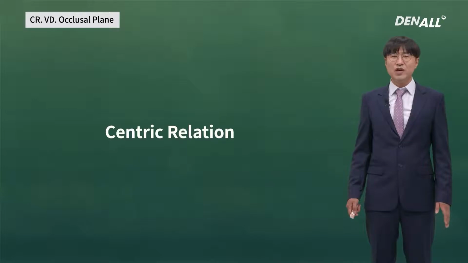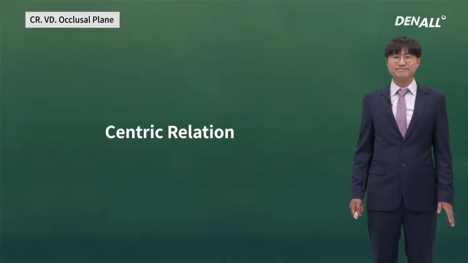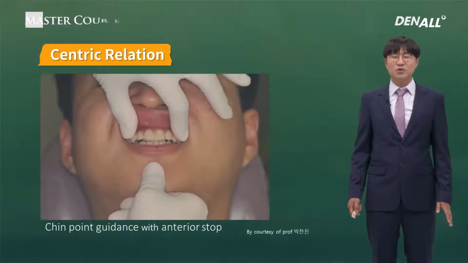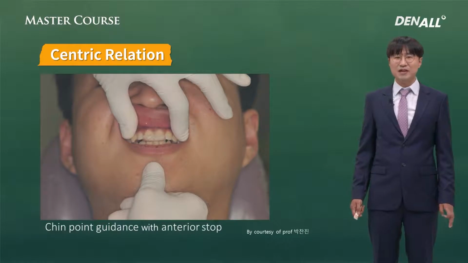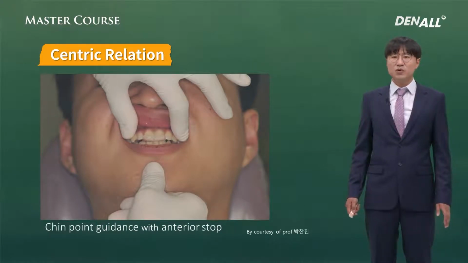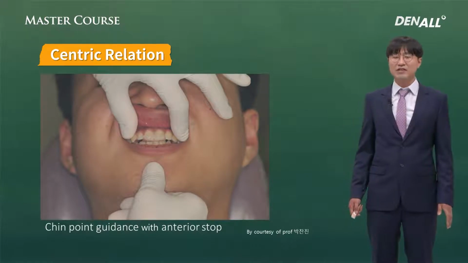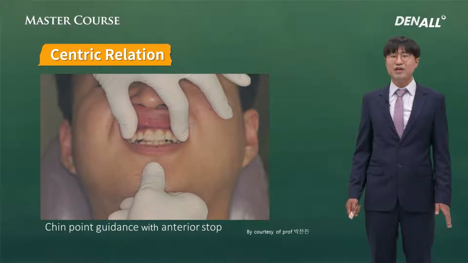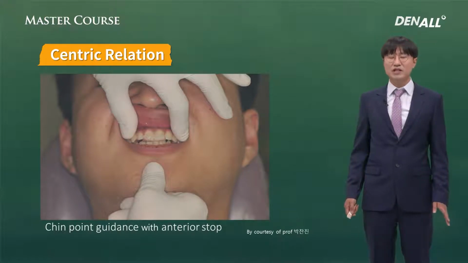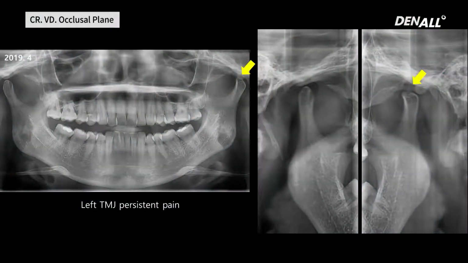First, centric relation. This case is the courtesy of my advisor, Professor Chanjin Park. McCallum et al. used the chin point method using anterior jig to obtain centric relation to deprogram sensory reception function. And there are many other ways to obtain CR. Let's have a look at my case.